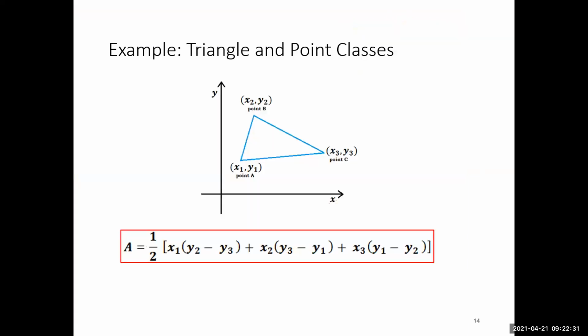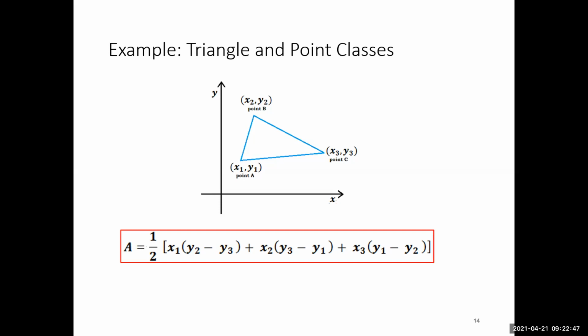Now a very similar example, this time with a different shape: rather than rectangle, suppose we have a triangle class. So triangle is actually 3 points, and the area of the triangle is something like this: 1 by 2 x1 y2 minus y3 and so on, right?